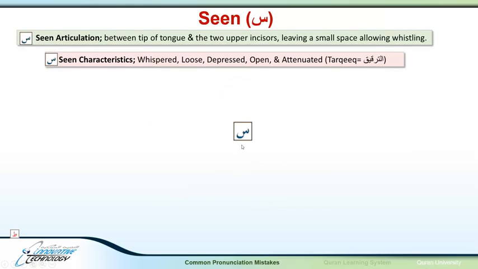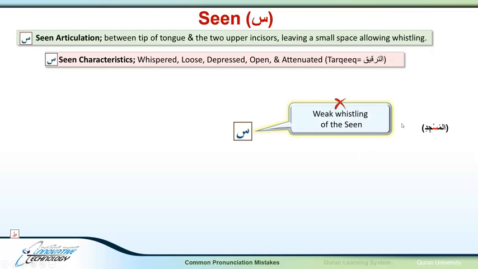The sin common mistakes. The first one is weak whistling of the sin. Al-masjid. Quickly, short, sin with no whistle. While the right way of pronouncing it is like this. المسجد Al-masjid. So we have to properly give the sin its whistle characteristic.